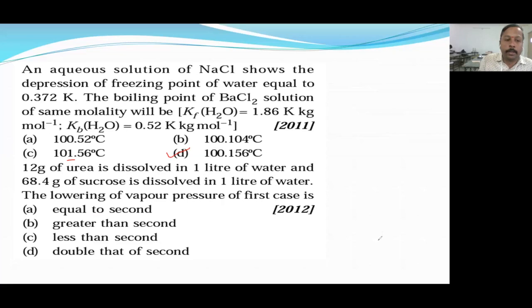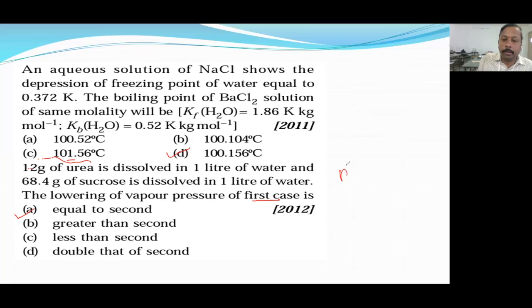Now you can check with the next question. Here 12 grams of urea dissolved in 1 liter, 68.4 grams of sucrose dissolved in 1 liter. So the lowering of vapor pressure of the first solution, that is the urea solution, is equal to the sucrose, greater than sucrose, less than sucrose, or double that of the sucrose? The answer to this question is A, equal to the second. Simply find out the lowering of vapor pressure of both.